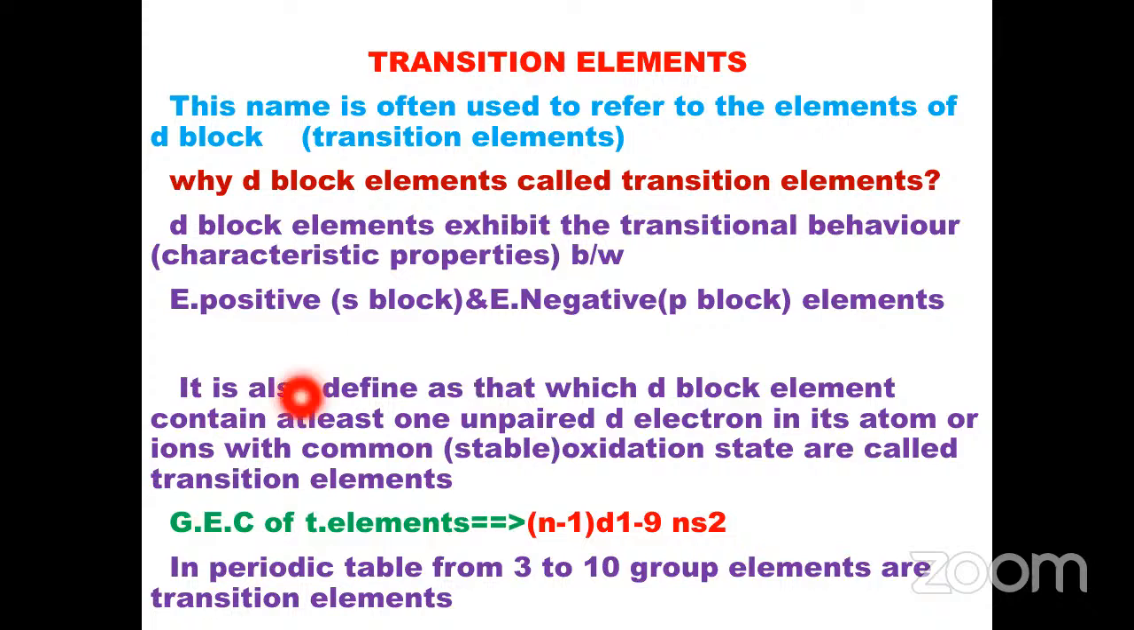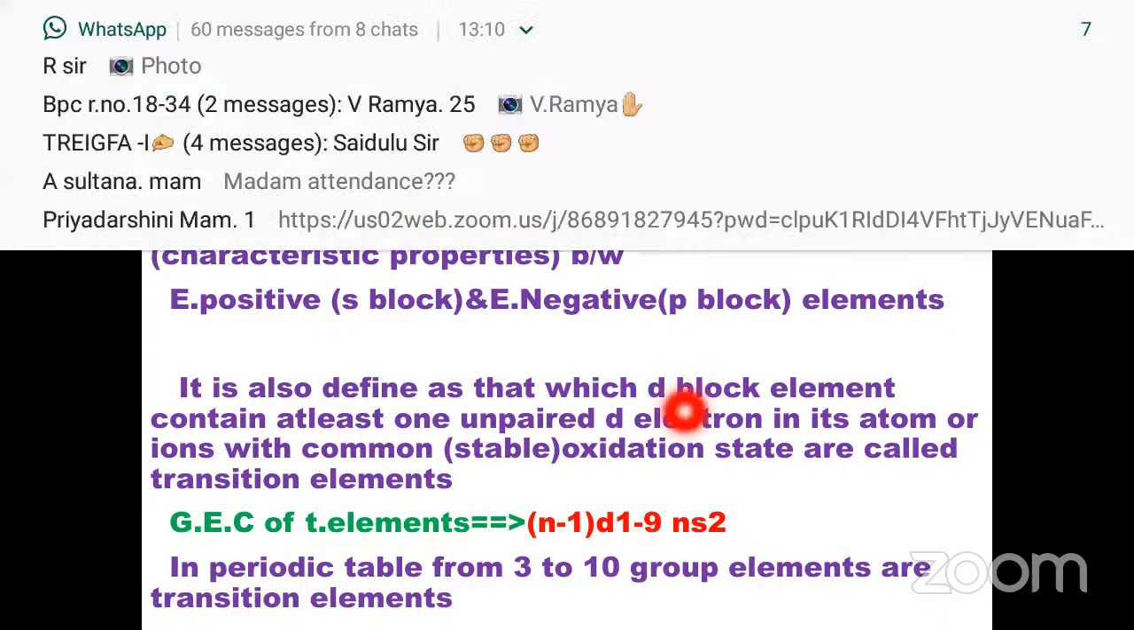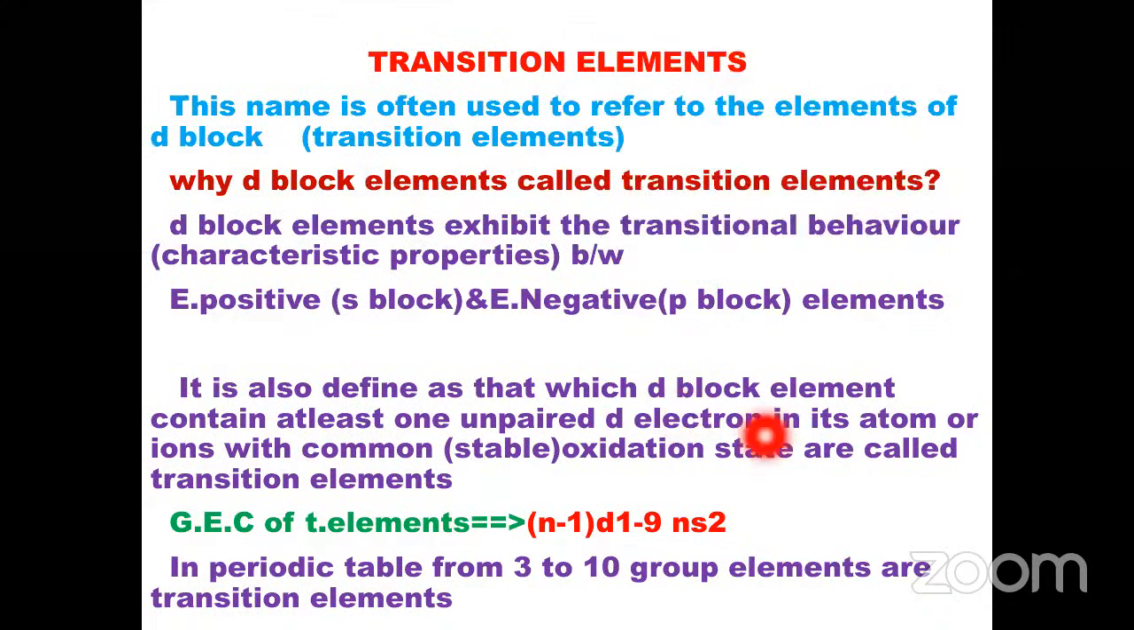It is defined that a d block element contains at least one unpaired electron in its atom or ion with a common oxidation state, and is called a transition element. You remember this? Okay. d block elements must have one unpaired electron in the atom or in the ion state, that is the common oxidation state, to be called transition elements.